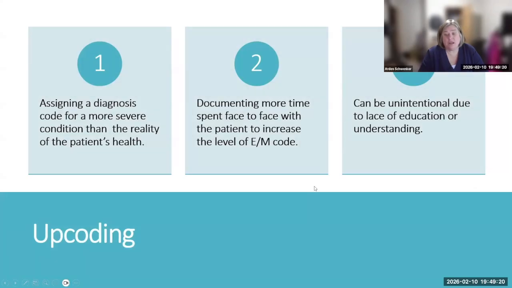Upcoding is also a common source of fraud. Upcoding is when you assign a diagnosis code for a more severe condition than the reality of the patient's health, or when you document more time spent face to face with the patient to increase the level of E&M code. And upcoding can be unintentional due to lack of education or understanding.